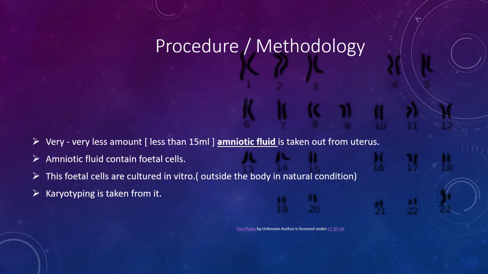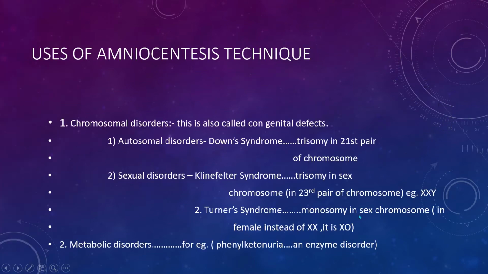Then what is the next step? Next, doctors use this karyotyping to diagnose disorders. Some disorders are called chromosomal disorders, or they are also called congenital defects. Congenital is one word only; we must remove the space from here. That is congenital defect. Chromosomal disorder is also called congenital defect.